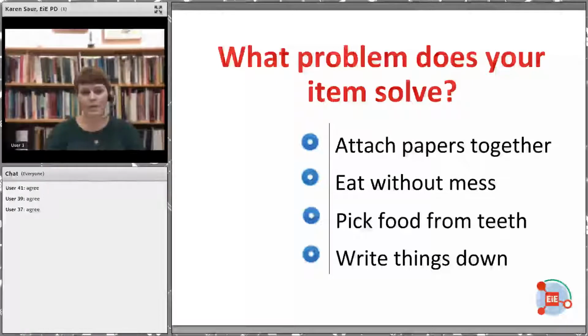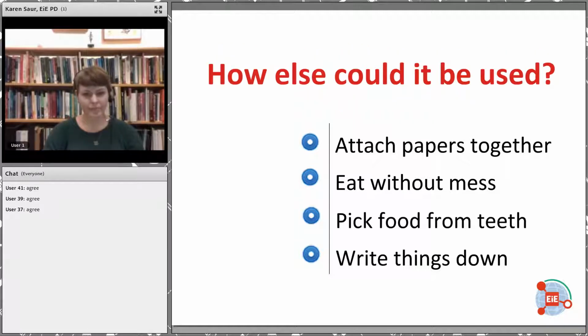And what problem does your item solve? Or what problem does your technology solve? And I have 4 options here. So does it attach papers together? Did you ever think about that as a problem? Does it help you eat without a mess? Does it help you pick food from teeth? Or does it help you write things down? So these are all problems that we don't think of as being really huge problems, but they are problems that we do face, and the technologies that were in our bag, some of them solve these problems.